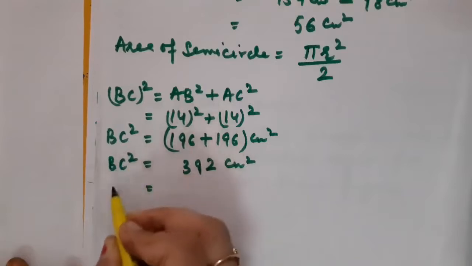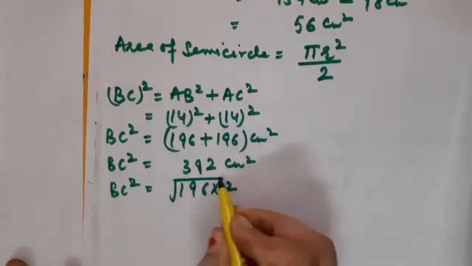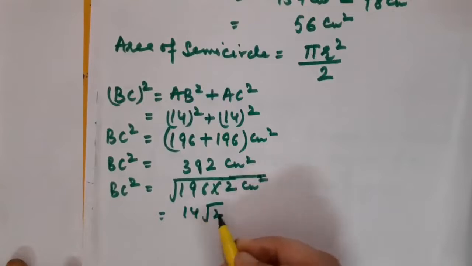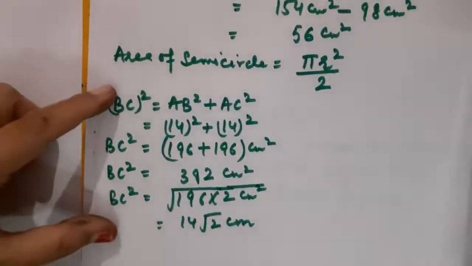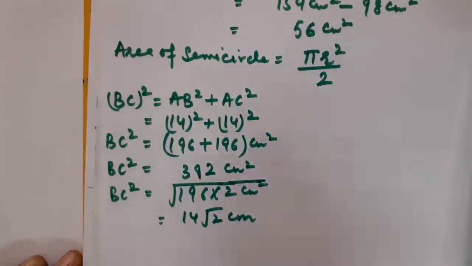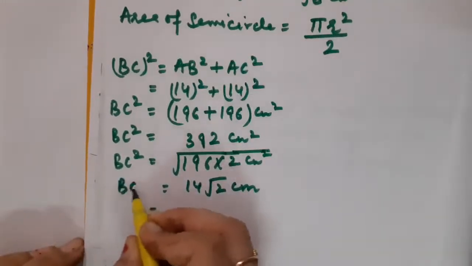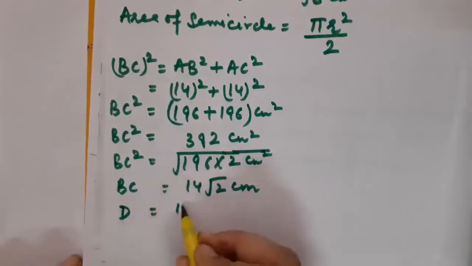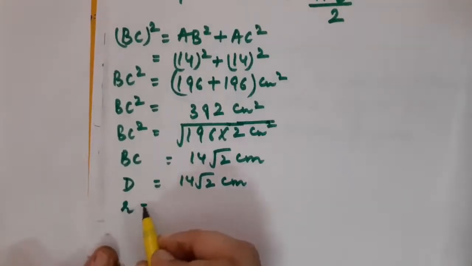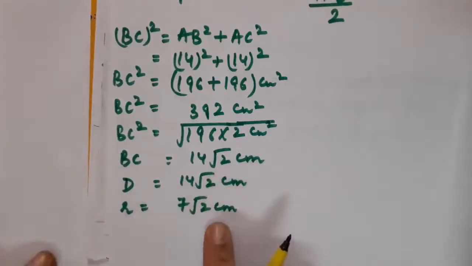This is BC square. Now I am going to break it. Can I write it 196 into 2? Then its whole under root with centimeter square. So it would become 14 root 2 centimeter. Correct? This is nothing but the diameter of the semicircle. But I want radius. So what will be the radius of this? You can denote it by r. It would be 7 root 2 centimeter because radius is nothing but the half of the diameter.